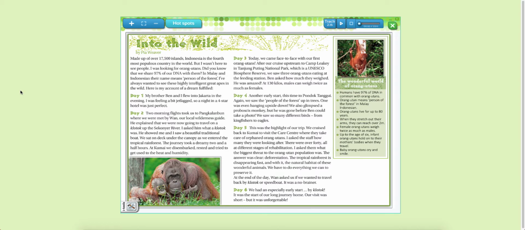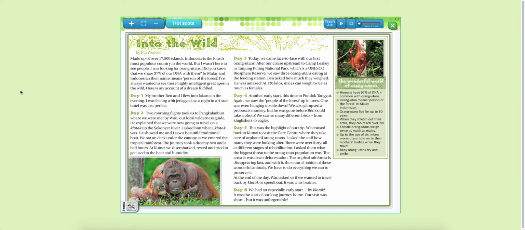No sé por qué lo estoy leyendo en la pantalla, si no es casual. Cuando leen el libro. Okay, please. So the natural habitat. Okay, the tropical rainforest is disappearing fast, and within the natural habitat of these wonderful animals, we have to do everything we can to preserve it. Preserve it. Preserve. Okay, continue.